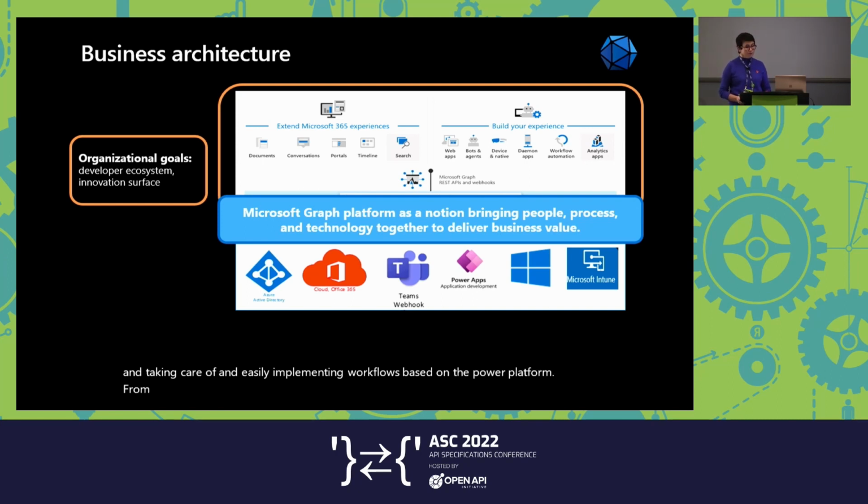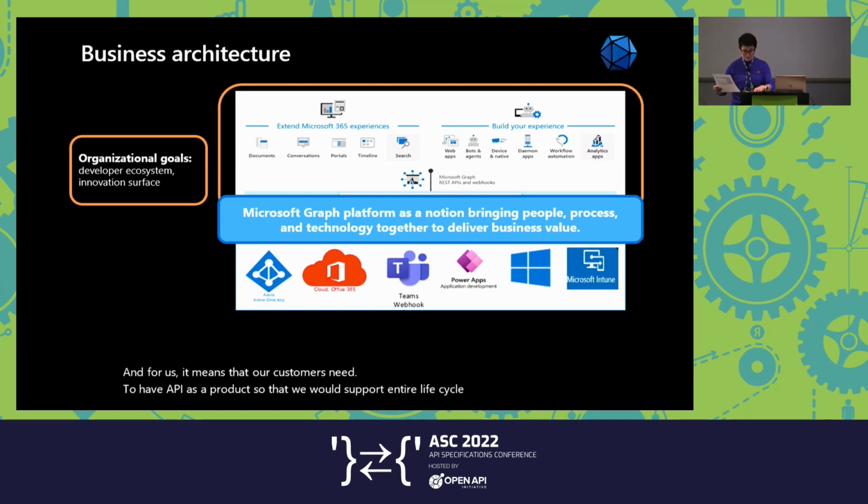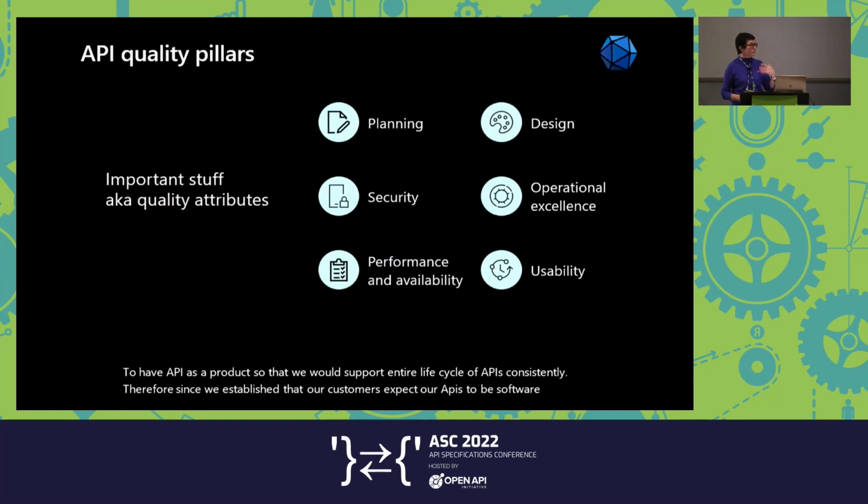From this perspective, if our customers are building business solutions, it means that they need to have reliable, resilient, and predictable APIs, supported throughout the entire life cycle. And for us, it means that our customers need to have API as a product, so that we would support the entire life cycle of APIs consistently. Therefore, since we established that our customers expect our APIs to be a software product, we can start applying the architecture method to deriving quality attributes of this software product.